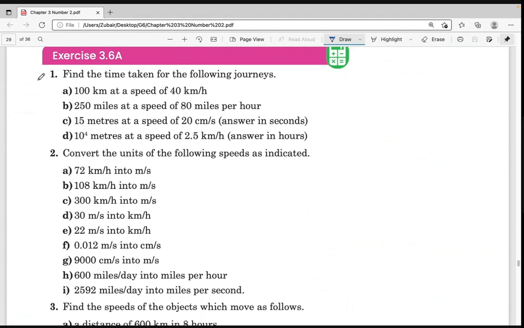Exercise. Find the time taken for the following journeys. We have distances, we have speeds. So time is equal to distance over speed. Distance is 100 and speed is 40. So this is 2.5 hours. B part, distance is 250 and speed is 80. 250 divided by 80, we get 3.125 hours.